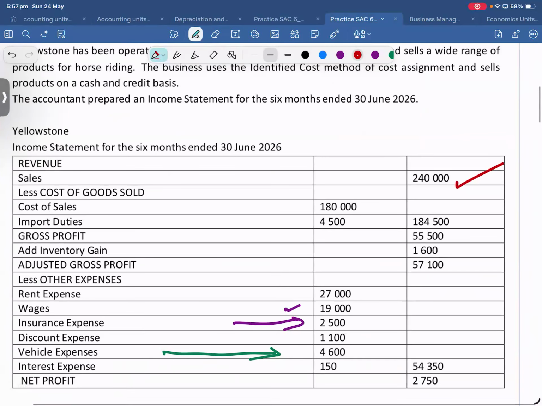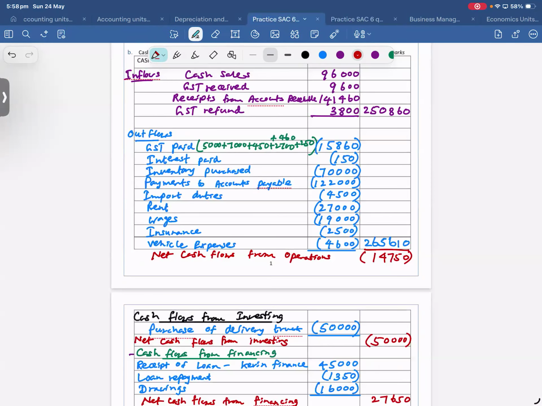So that is one. What else? Inventory gain. You sure? Yes, inventory gain is another one. What else? It was just a delivery truck. Yeah. Purchase of delivery truck, yes, that we have to compare with the loan as well.